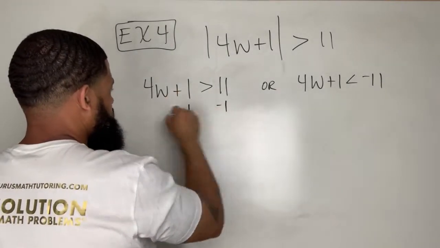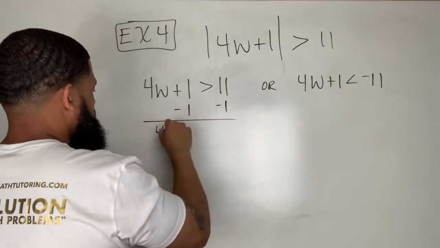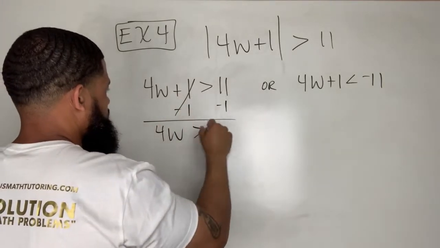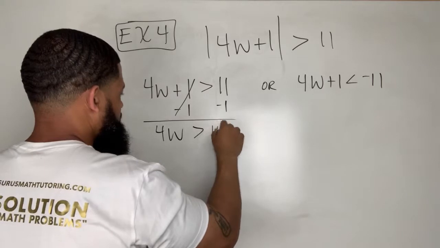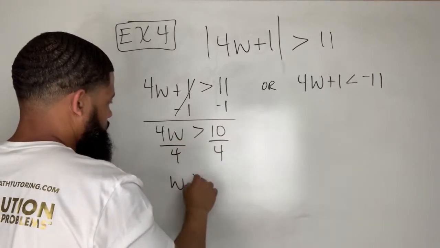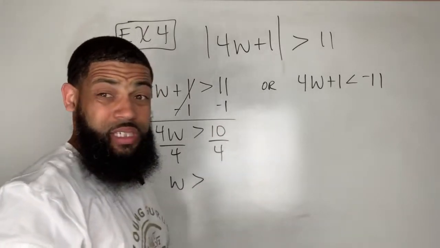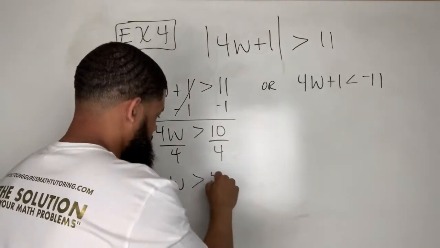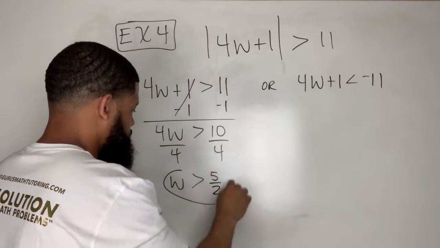Subtract 1, subtract 1. 4w, those cancel, is greater than 11 minus 1 is 10. Divide by 4, divide by 4. W is greater than 10 over 4 is 5 over 2. So that's our first solution.